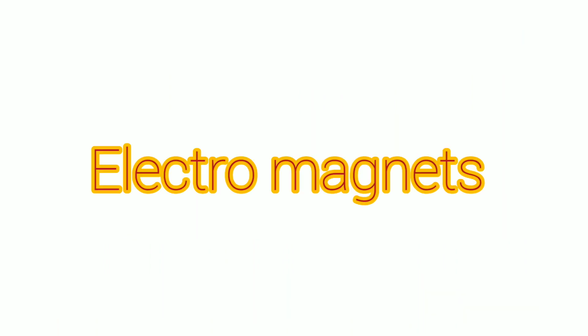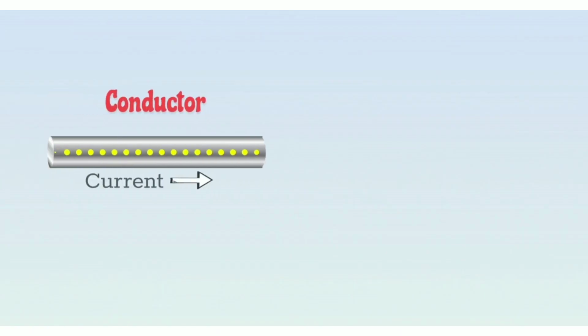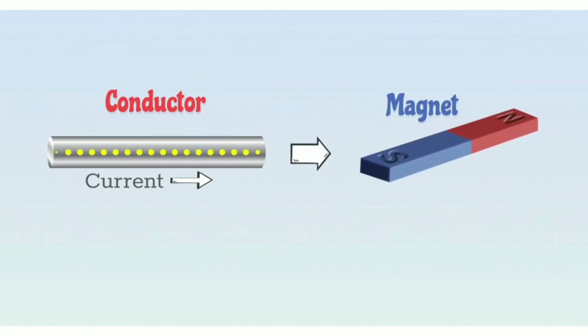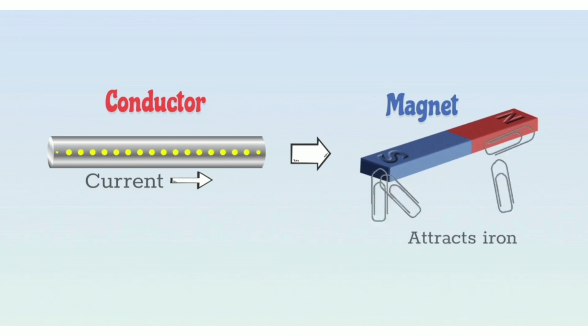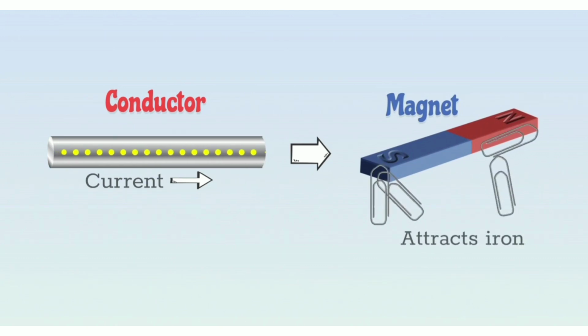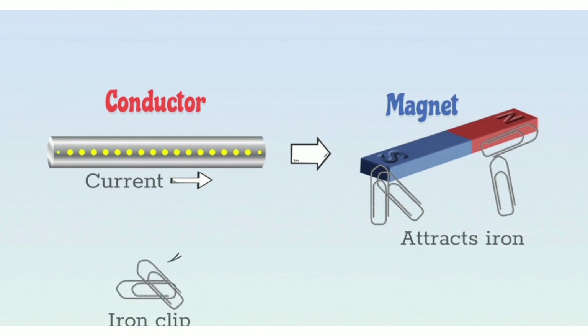Next is about electromagnets. When current flows through a conductor, it behaves as a magnet. A magnet has a very important property that it attracts iron. Does the conductor carrying current also attract iron? Let us find out the answer through this activity.